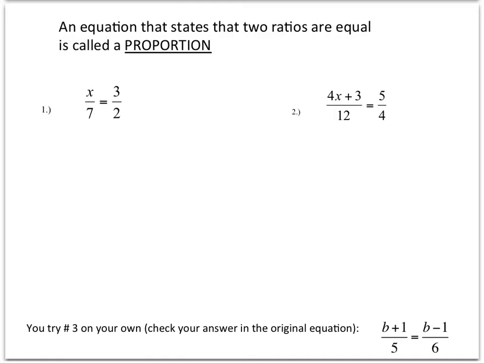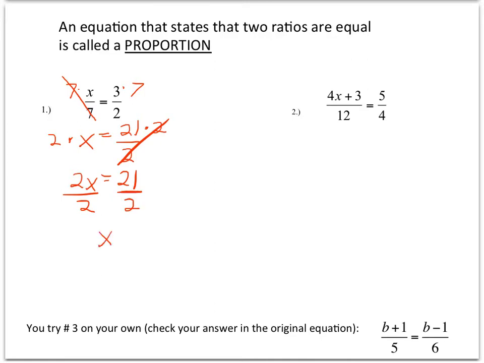This first one I'm just going to solve the old way. So I see a 7 in the denominator of the first fraction, so what I'm going to do is multiply both sides by 7. By doing this, 7 over 7 is 1. I'm left with x is equal to 3 times 7 is 21, still divided by 2. My next step, I want to multiply both sides by 2. 2 over 2 is 1, and I get that 2x is equal to 21. Lastly, divide both sides by 2, and I get that x is equal to 21 halves, which is the same as 10.5.